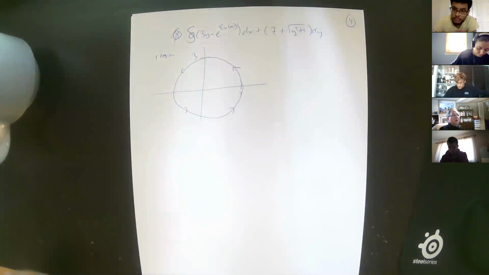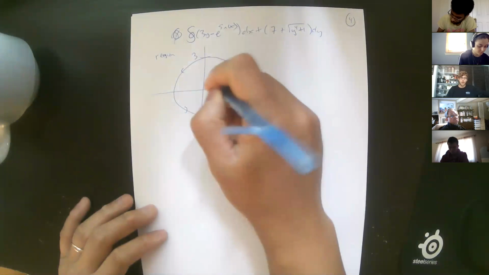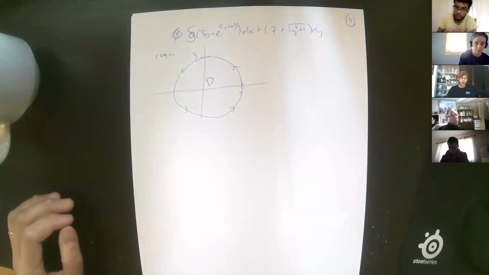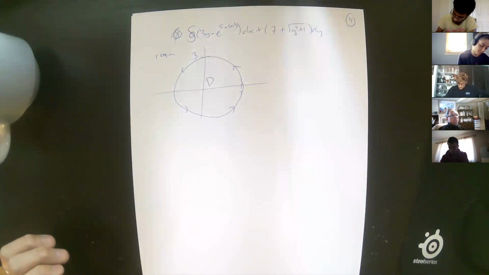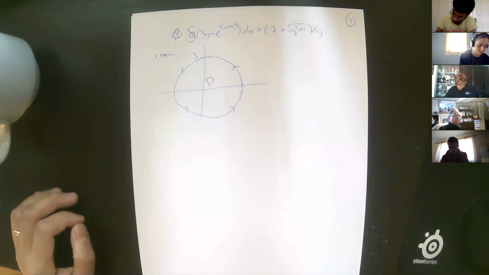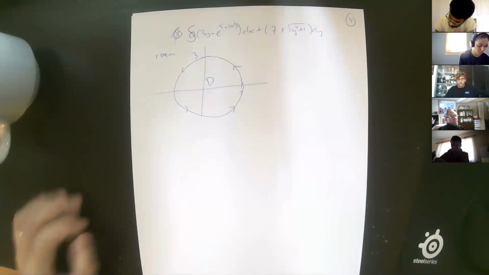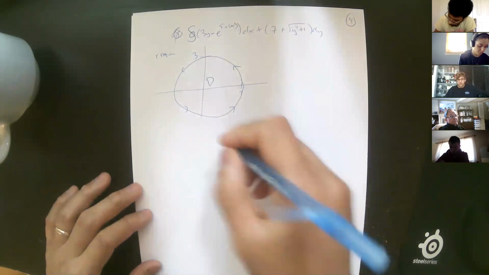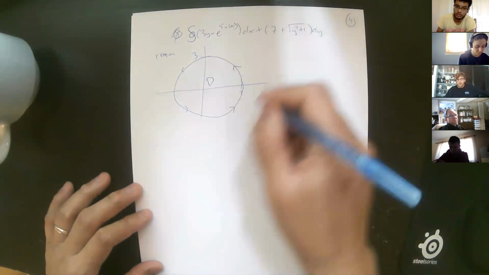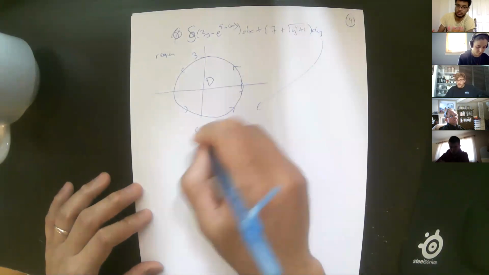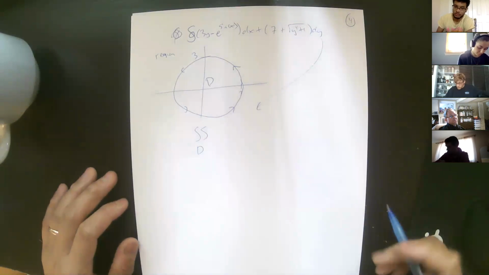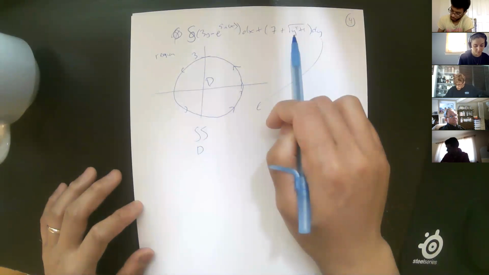Is this simple and closed? Yes. Is it positively oriented? Yes, the domain is on the left. So we can use Green's theorem, right? So what does Green's theorem say? Let's go use Green's theorem. This integral is equal to the double integral over D of the derivative of this with respect to x.